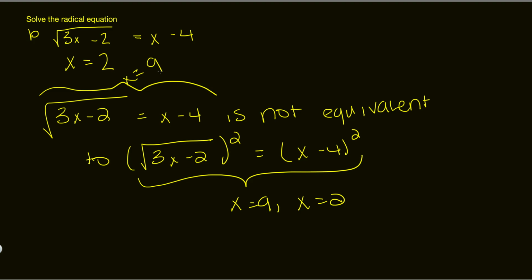So there we go. Extraneous solutions. We've seen them before for rationals, and now we're seeing them for radicals.